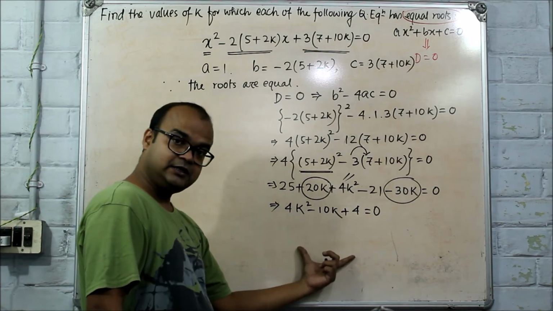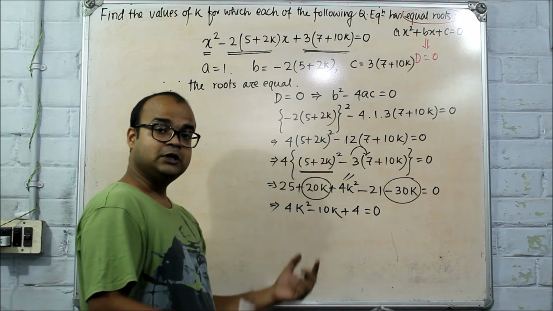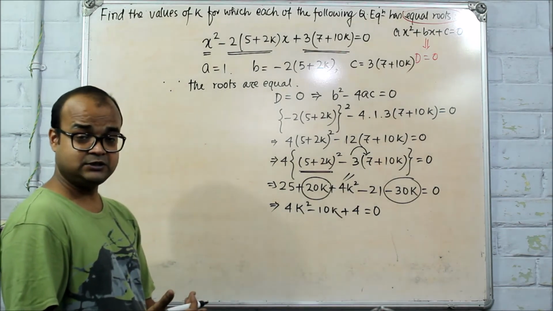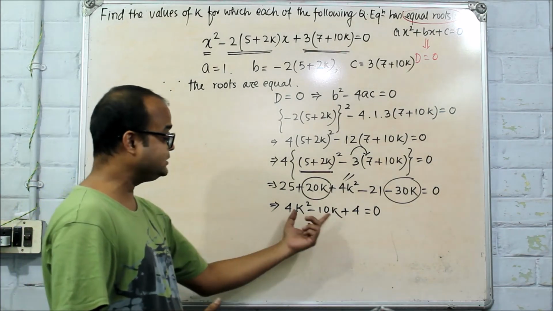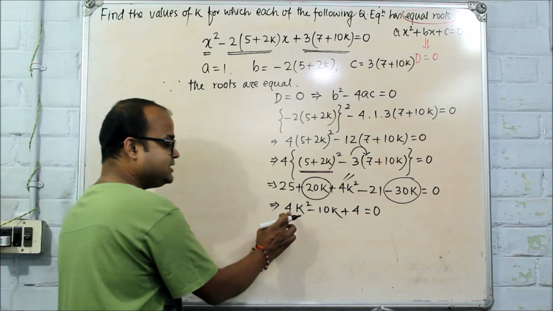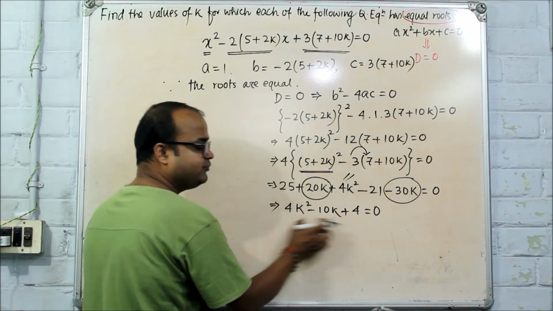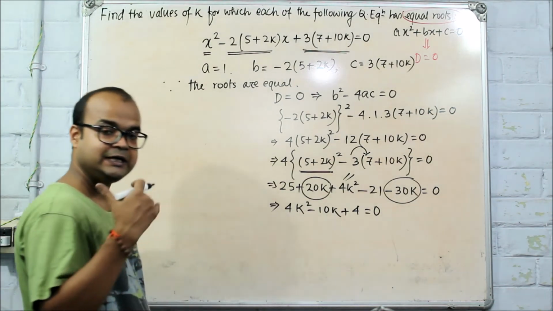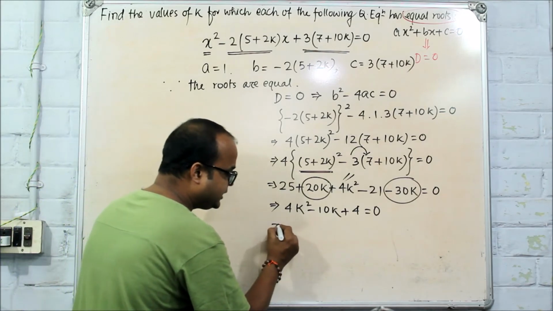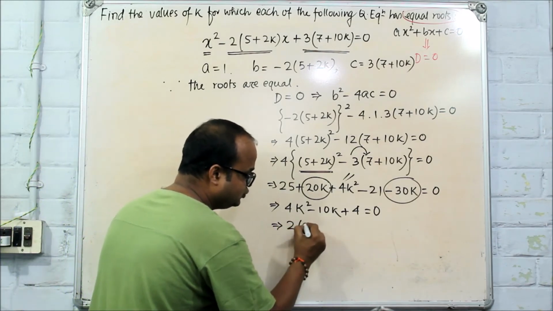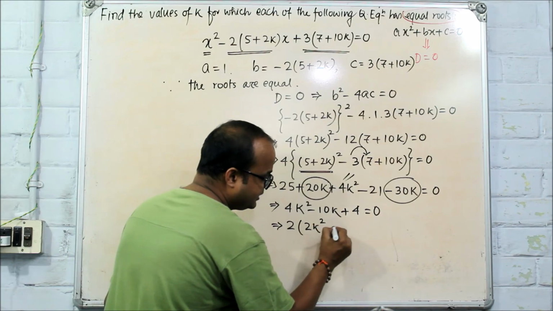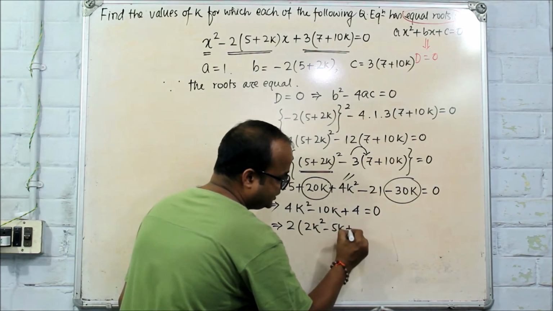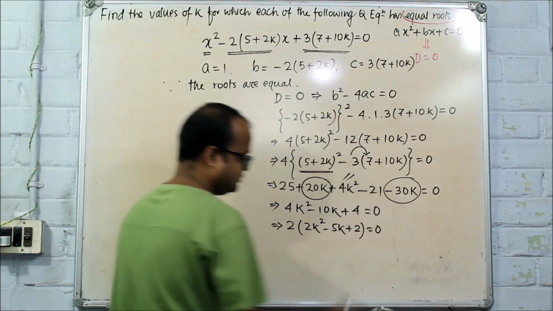Either you can directly apply the factorization method or the formula to get the value of k. My suggestion is again to take 2 common from this, which will reduce your calculation. So if you take 2 common, you will get 2k square minus 5k plus 2 is equal to 0.